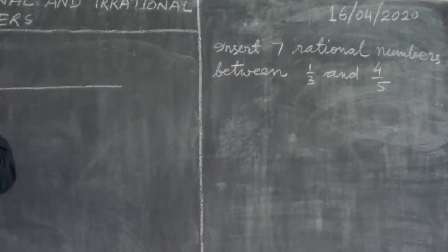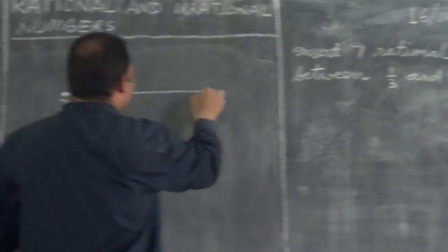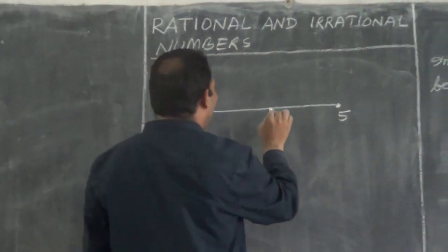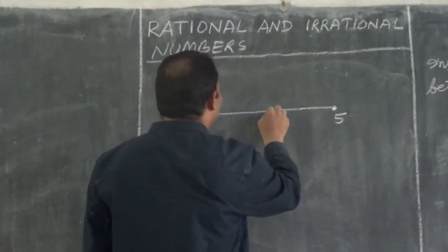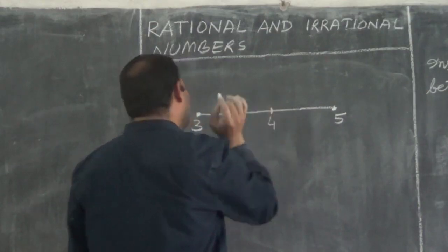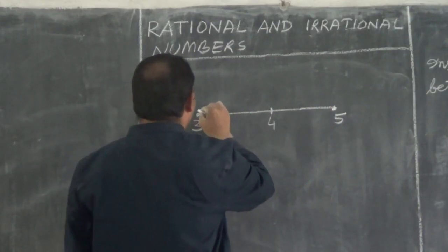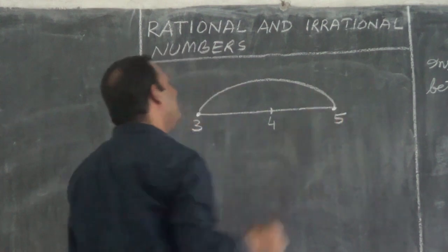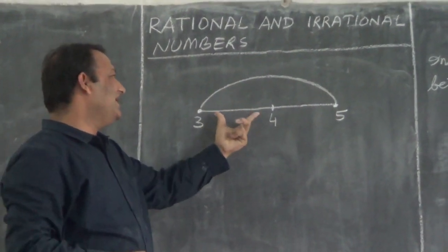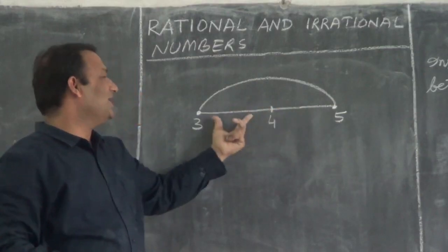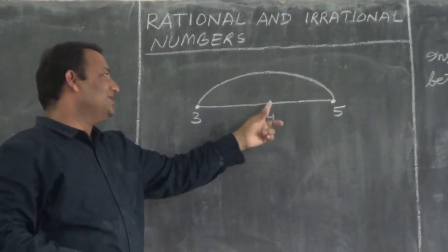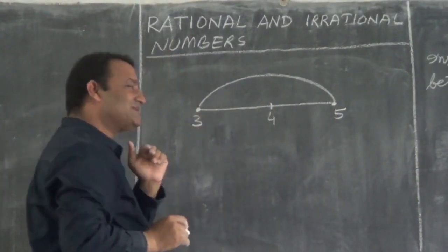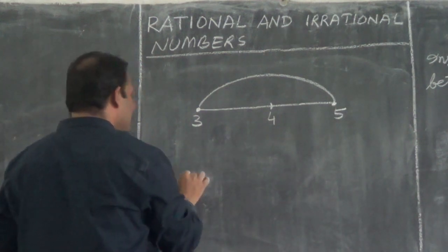This is 3 and this is 5. And in between these two, what is coming? 4 is coming. So this gap between 3 and 5 is divided equally by 4. So this 4 is dividing this length into 2 equal halves.